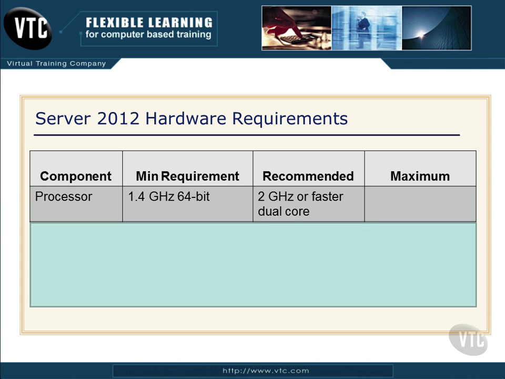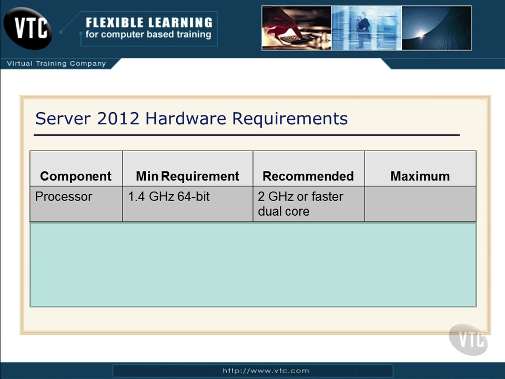First of all, in the processor, the minimum requirement from Microsoft, a 1.4 gigahertz 64-bit processor. Now, let me warn you about something here. Windows Server 2012 only comes in a 64-bit version. There is no 32-bit version, so watch for that on the exam.